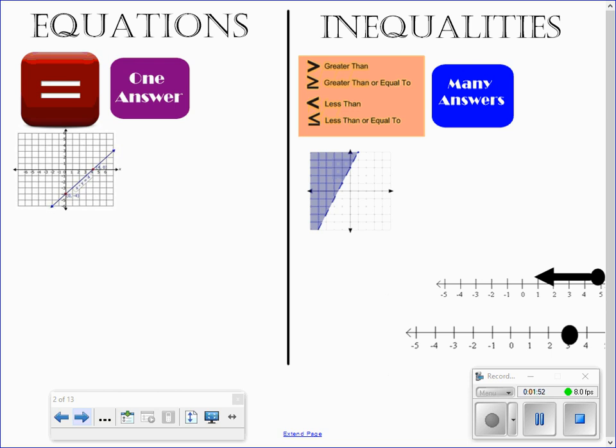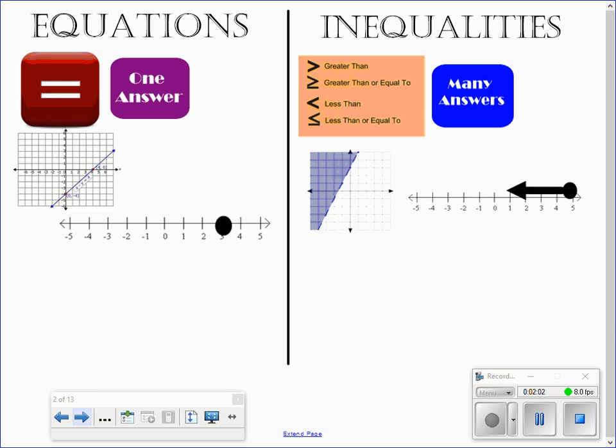could be located. When you're graphing answers to an equation on a number line, it's one point because it's one number. But when we're graphing answers or solutions to an inequality, it's a line. And the reason why it's a line is because we have many answers, many possible solutions that it could be.